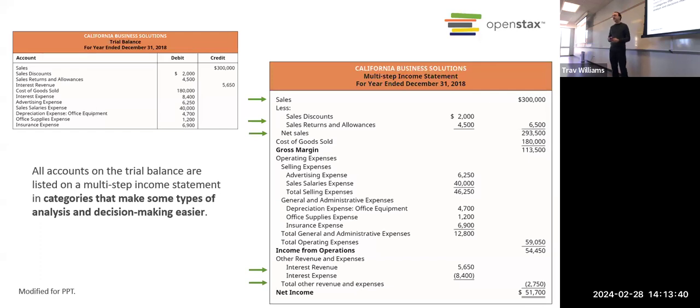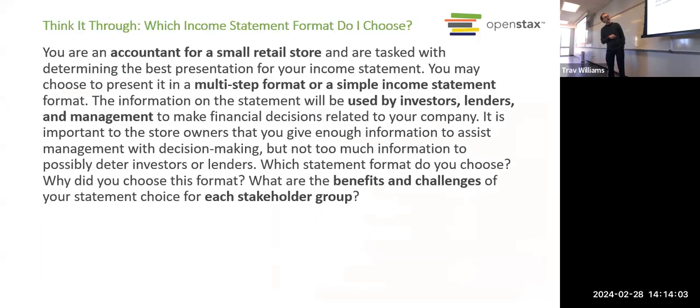What would be benefits to the multi-step income statement? Detail. Exactly. Your investor might want more information than what is on the simple income statement, or any stakeholder might want more information. So this gives them more detail. Exactly. Okay. So which is the best choice for the small retail store? It really depends. If it's going to confuse the owner, probably give them the simple one. If you've got an owner that asks a whole bunch of questions, probably better to give them the multi-step because it's going to have more answers.